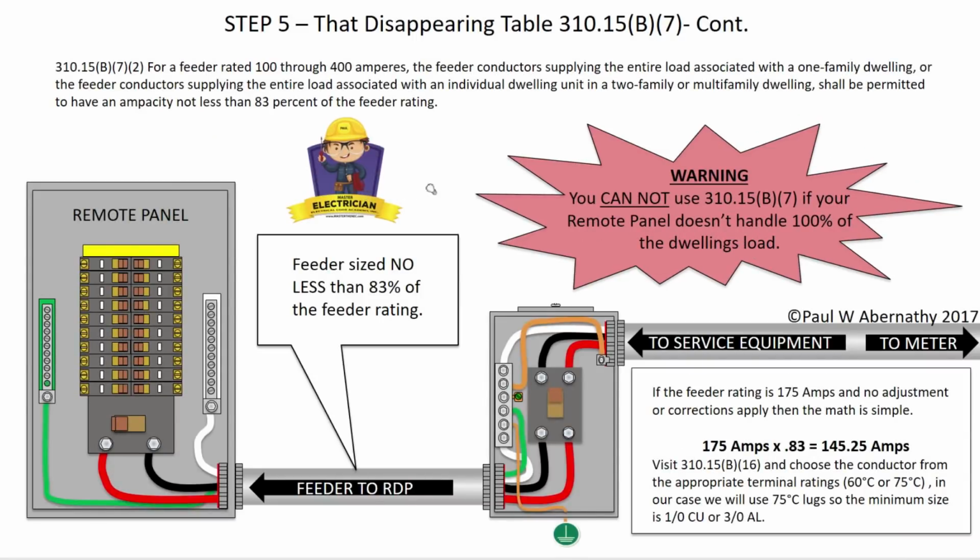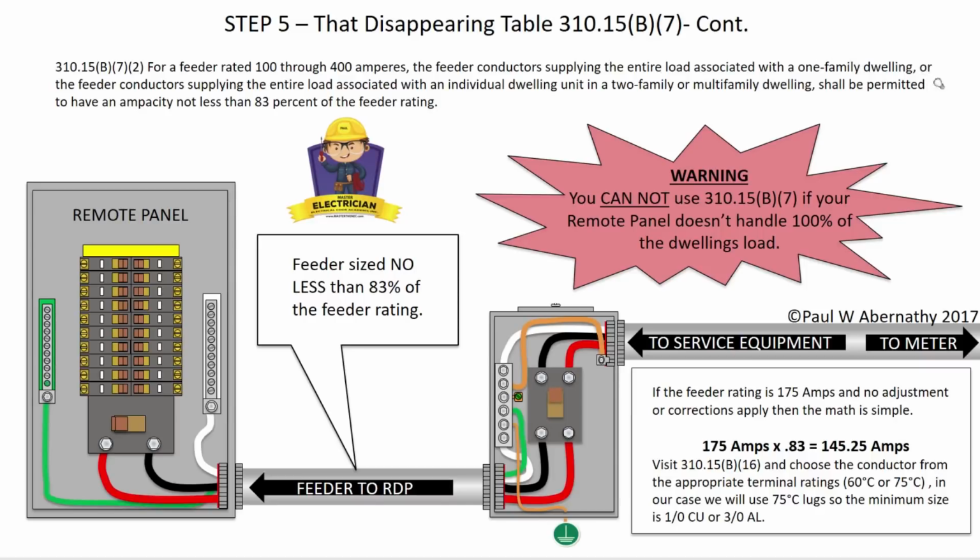Now let's look at this one, because this one tends to be the one most people fall into. Now this one is 310.15(B)(7)(2). Now this is dealing with feeders. Now again, we're dealing with 100 through 400 amperes. If it's under 100, you calculate it as you would normally. If it's over 400, you calculate it as you would normally using 310.15(B)(16) and apply all the adjustment and corrections necessary. Under this rule here, it says a feeder conductor supplying the entire load associated with a one-family dwelling.